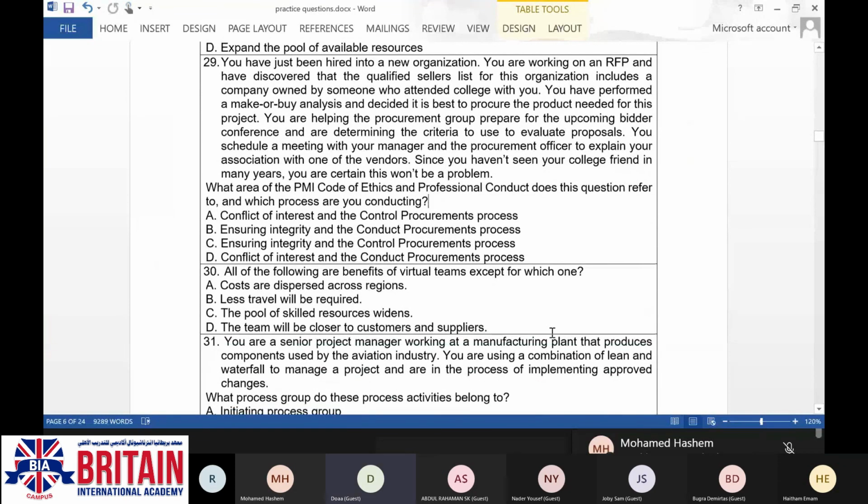Thank you. All of the following are benefits of virtual teams except for which one? A, costs are dispersed across regions. B, less travel will be required. C, the pool of skilled resources widens. D, the team will be closer to customers and suppliers. I think it's D.